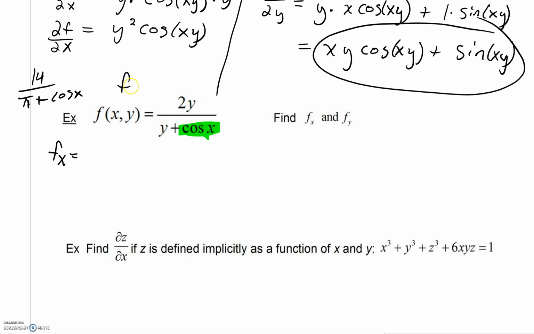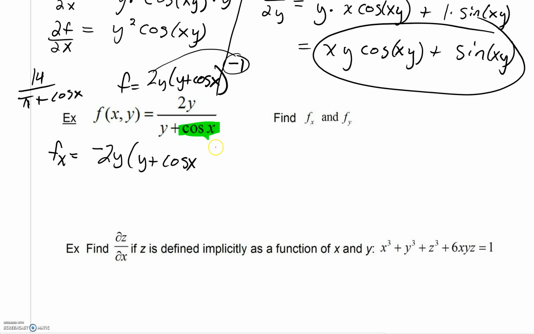What would you do? You'd probably say, well, I can bring this as y plus cosine of x all to the -1. Quotient rule's fine, don't get me wrong. But now if I just do this, I could say bring down that -1, get -2y, and I'll have y plus the cosine of x now raised to the -2. But now I've got to do the chain rule. Remember, I'm taking the derivative of the inside with respect to x. And what will that come out to?